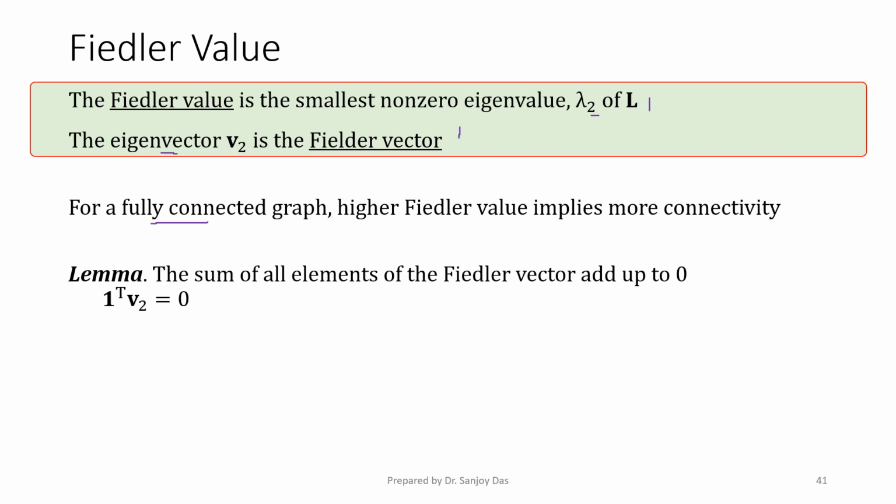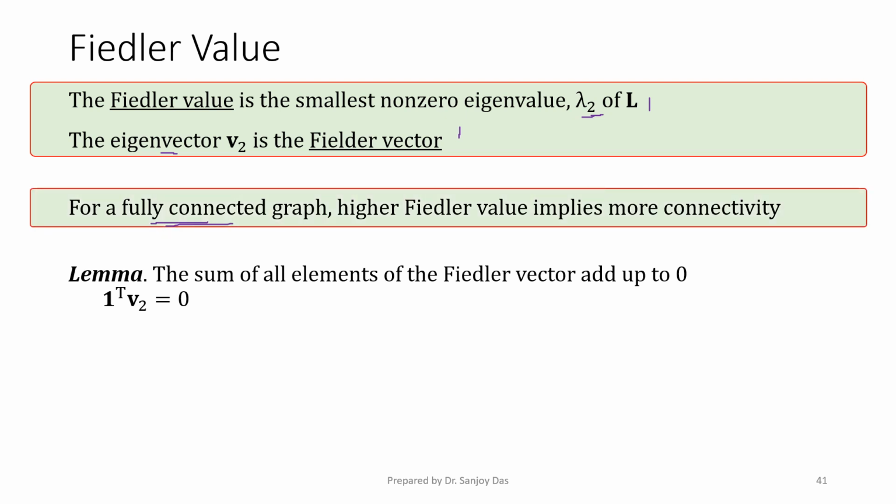Now, if the graph were not fully connected, then obviously lambda 2 would have been 0. If the graph had 3 connected components, even lambda 3 would have been 0. But we are restricting our attention to fully connected graphs. In such fully connected graphs, higher Fiedler value implies more connectivity. I shall illustrate this with an example.